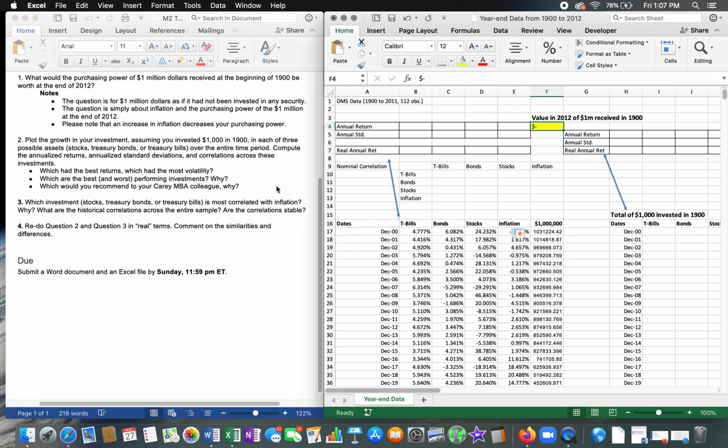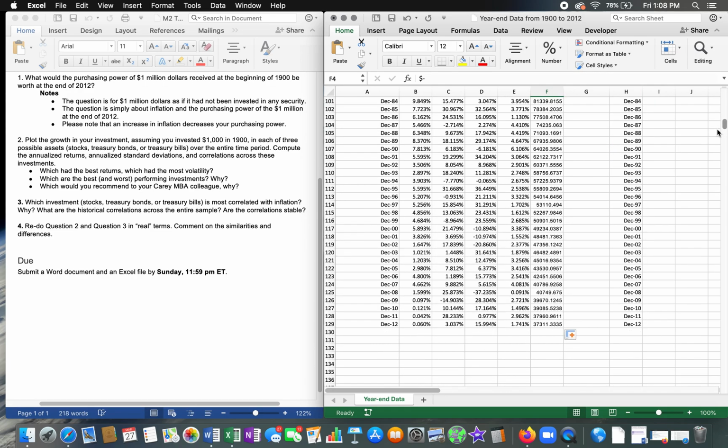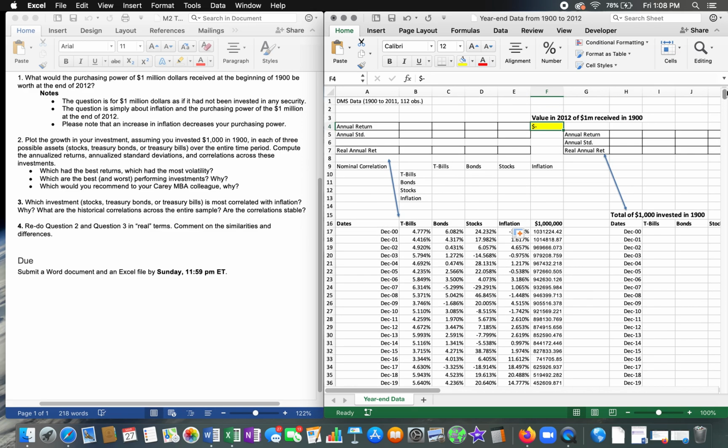So to get the annualized returns, we're going to look at these data sets here, which keep going all the way down to 2012. And how we're going to find that is we are going to just take the average. So we're going to use the average function, and then you just enter a list or an array of data. So just go all the way down. I'm not going to do it here, so I'll let you guys do that, but that's the function we're going to use, and we're going to do that for T-bills, bonds, stocks, and inflation.